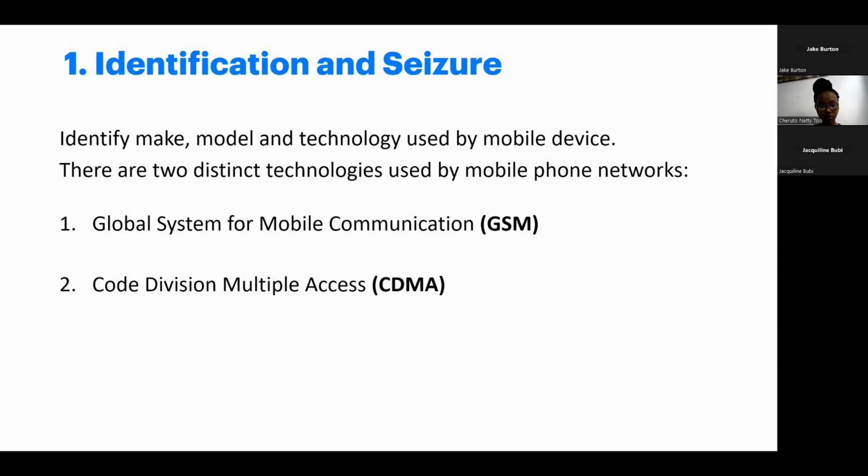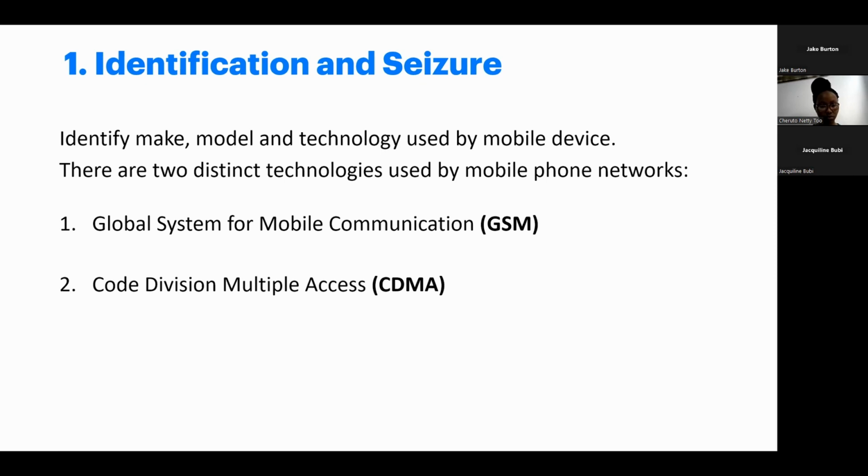So how you identify: identification and seizure. You need to identify the make and the model and the technology used by the mobile device. There are 2 distinct technologies used by mobile phone networks. This is for phone networks. So there's the phone network and the mobile device. Mobile devices usually use different operating systems, which I'll talk about shortly. So these are 2 distinct technologies used for mobile phone networks.